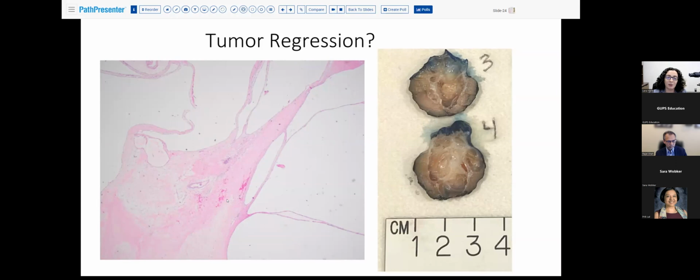I tend to be a little bit more on the conservative side. When I do see these lesions, I call them extensively cystic clear cell renal cell carcinoma with hyalinization suggestive of tumor regression foci.